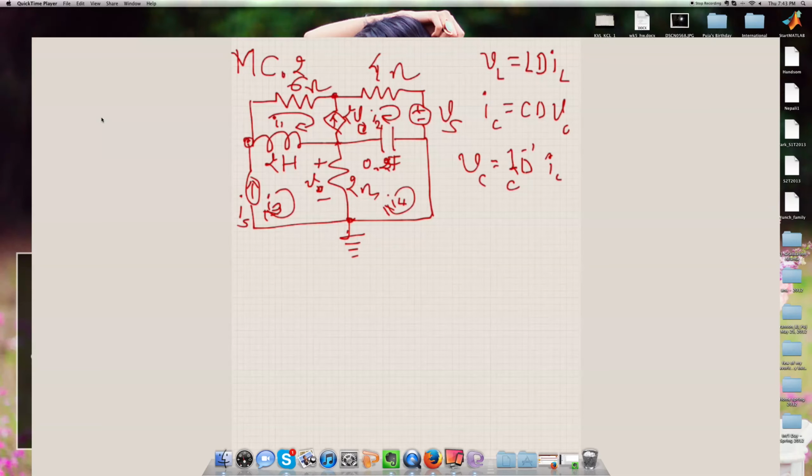So if we look at the two meshes I1 and I2, we realize there's a competition across the diamond branch, and it looks like the diamond is pointing upward in favor of I sub 2. So I sub 2 minus I sub 1, which is the resultant current on that branch, is equal to 2 V naught. The diamond has a current source which is dependent on the voltage V naught.